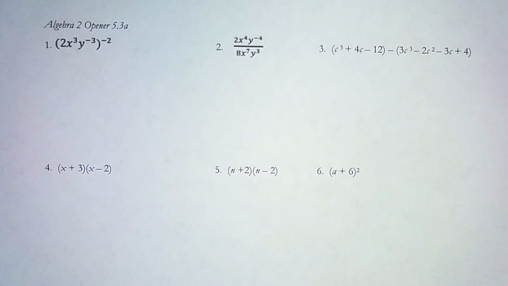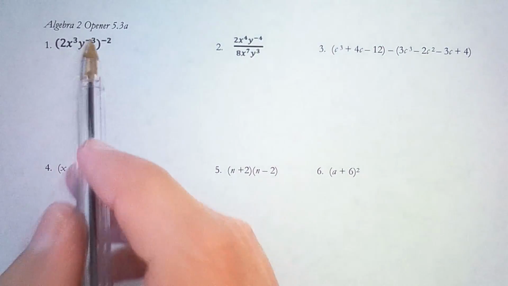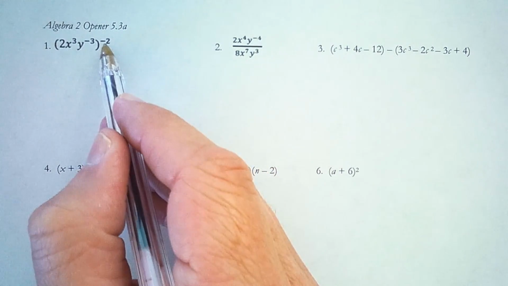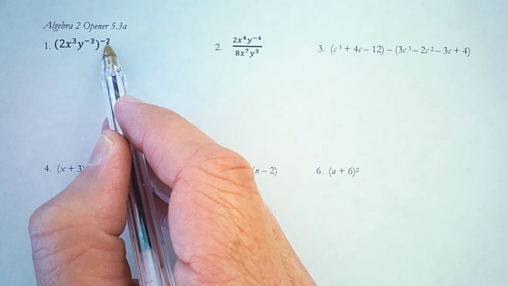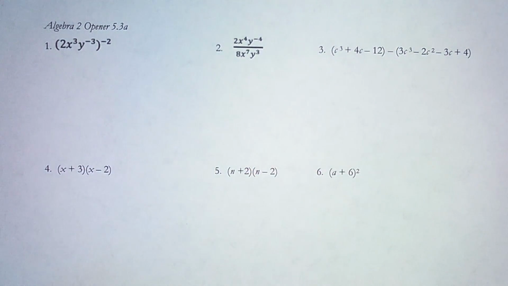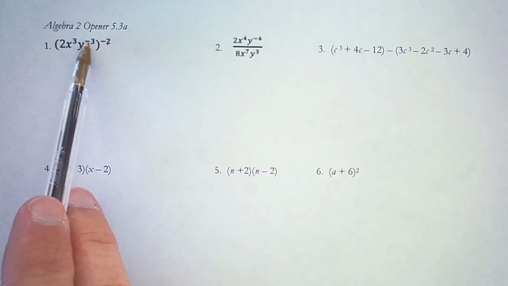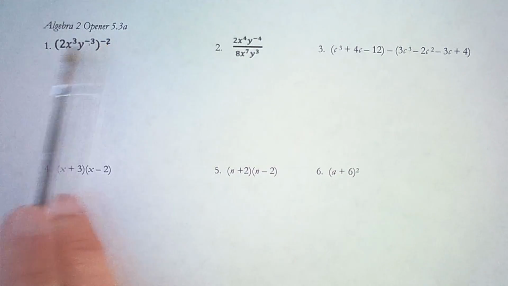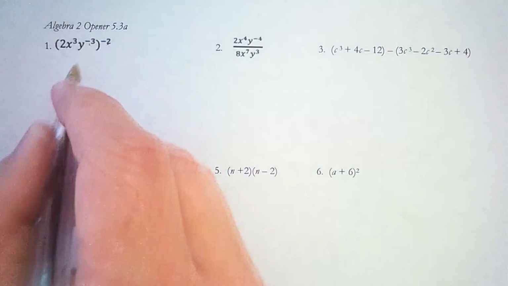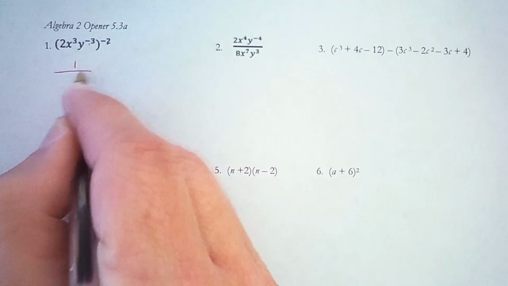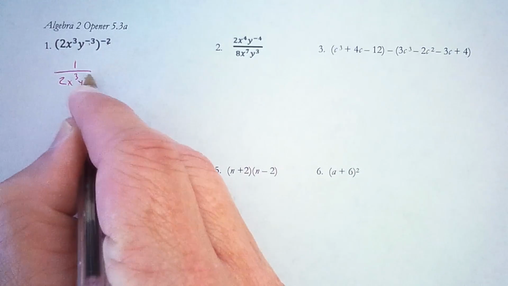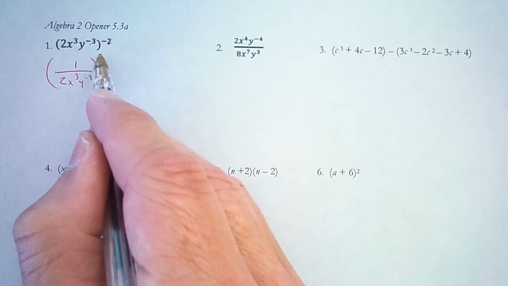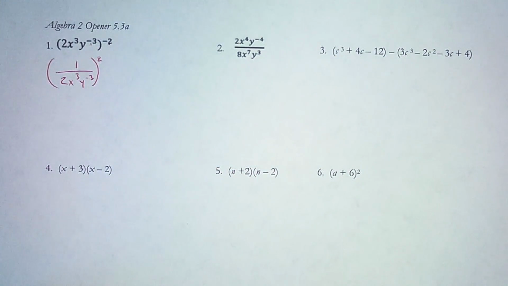Welcome back. In this video, we are going to practice our exponent rules as well as operations with polynomials. So for number 1 here, the first thing I notice is a -2 power outside these parentheses. We are going to use the negative rule to fix that. Now that's not going to affect this -3 yet, just this -2. To make this a +2, we're going to take a reciprocal of everything inside the parentheses. So that's 1 over 2x cubed y to the -3rd. And now, because we did the reciprocal, it's to the +2 power.